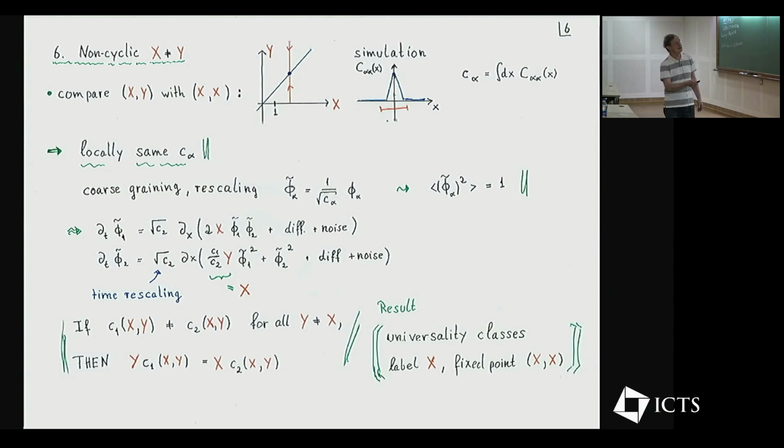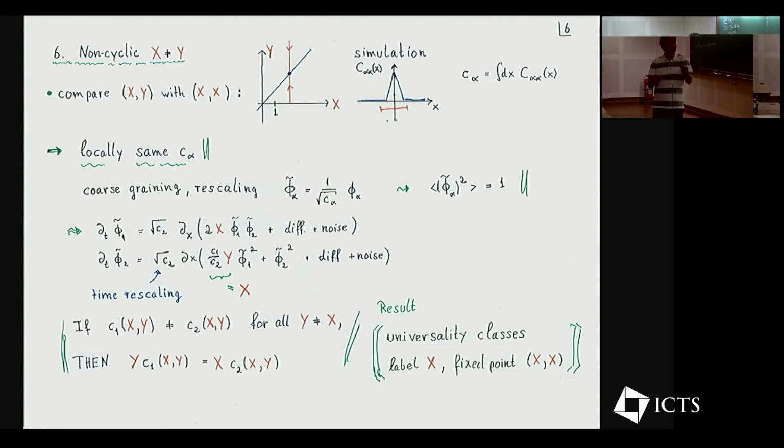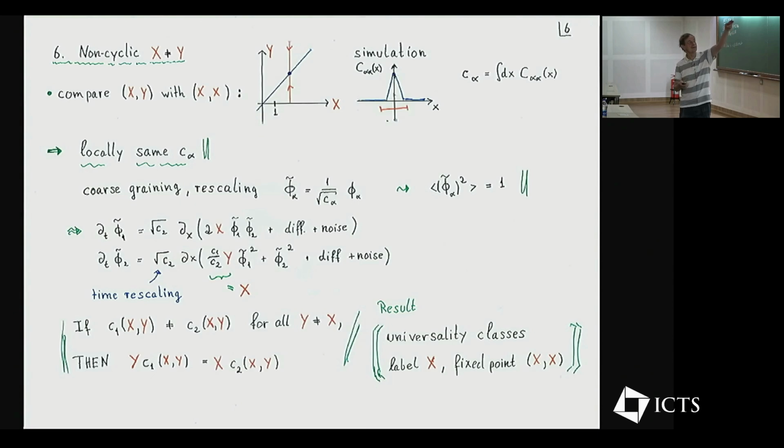Now the question is, I have two parameters, and how do I even compare them? I want to say that two models are in the same universality class. How do I compare them? The main point is that I want to make sure that locally they have exactly the same sort of noise, the same invariant measure. Maybe it's a little bit coarse-grained because I have short-range correlation, but once I do this little bit of coarse-graining, I should see exactly the same measure, right?